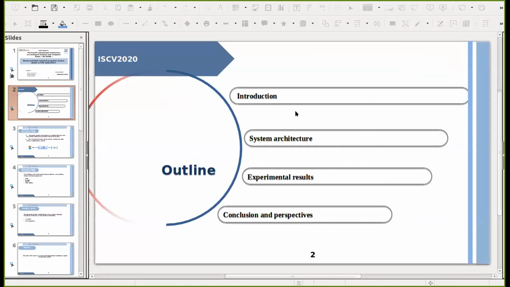So in this presentation, we will talk about automatic speech recognition system.